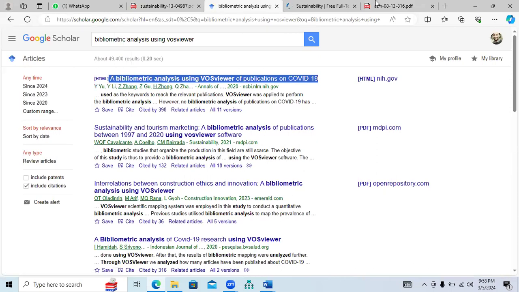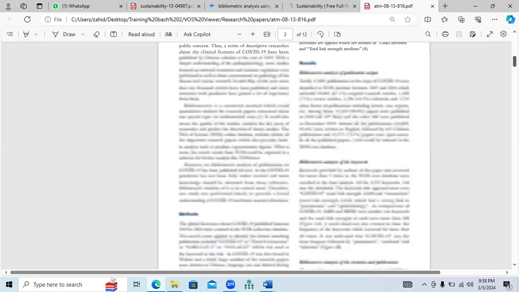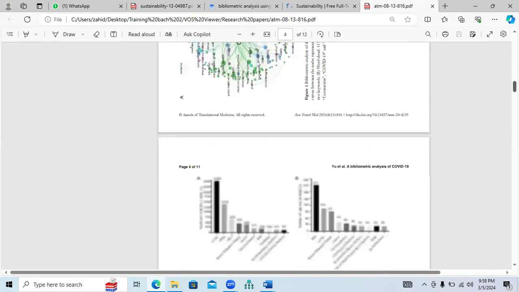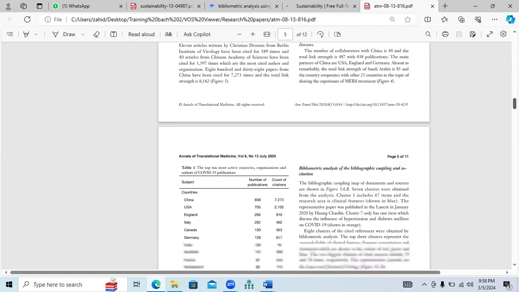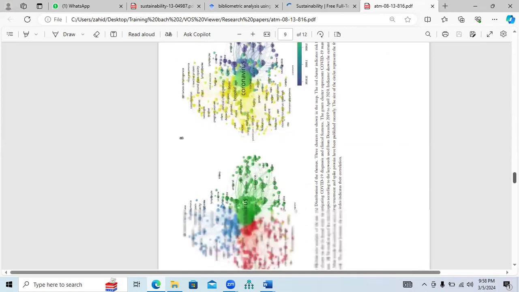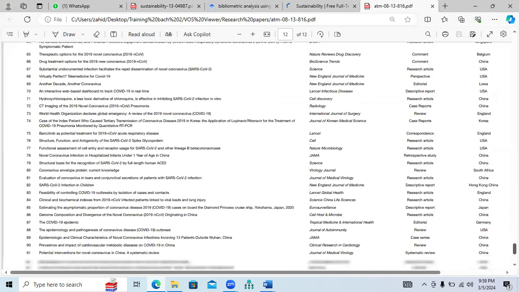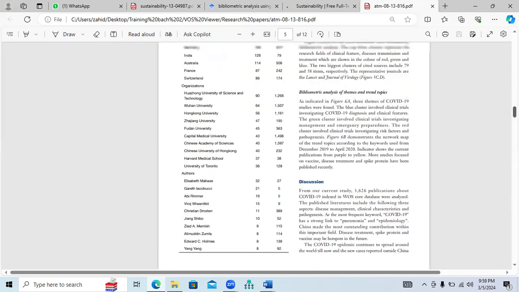So I need to show you a bibliometric analysis using VOSviewer of publication on COVID-19. Here the authors would like to know how the literature was developed on COVID-19. So they have made this contribution. You can see here these are different diagrams we can develop using this software. They have not indicated the trend diagram.